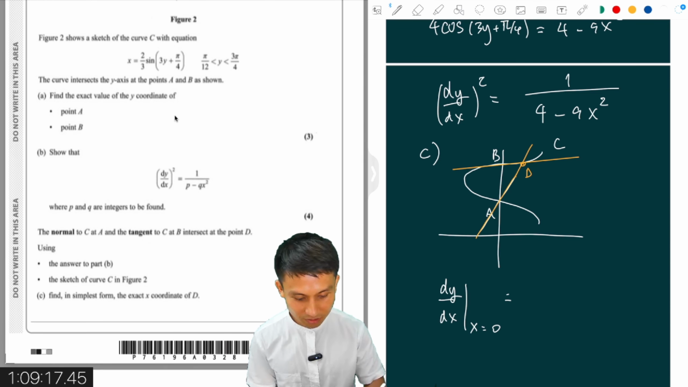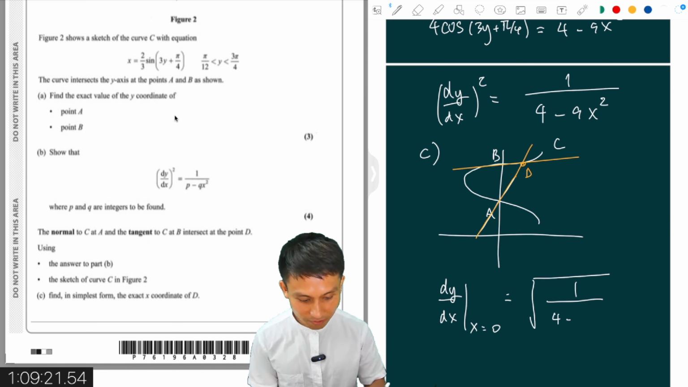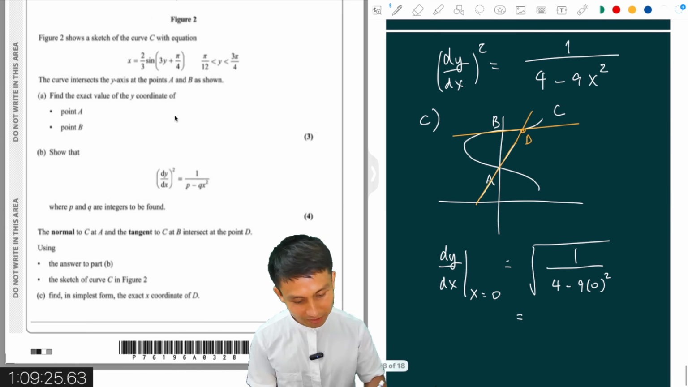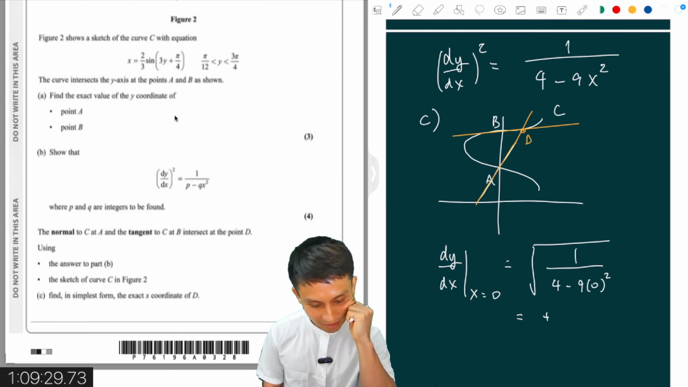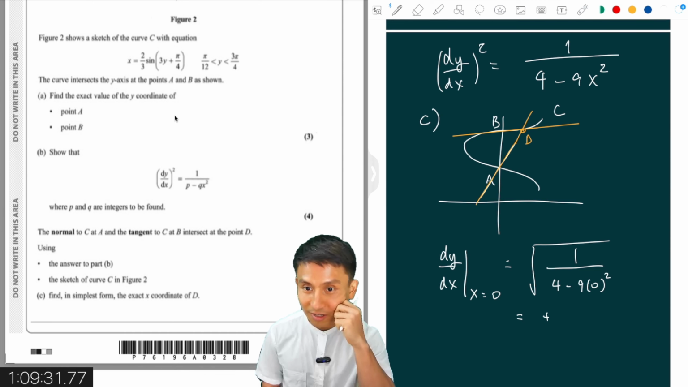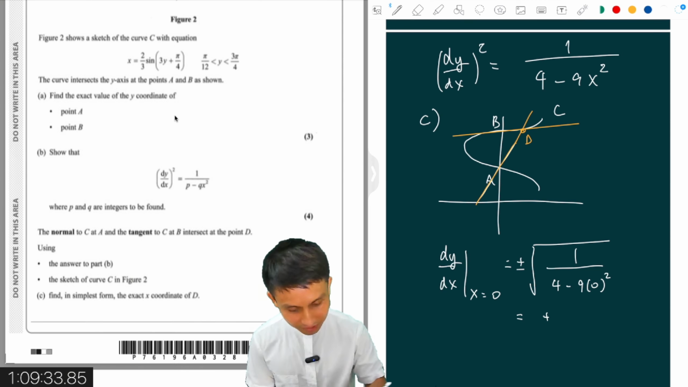All right, so this is the square root of 1 over 4 minus 9 times 0. Yeah, this is 0, so that's plus or minus. Okay, that's interesting, I only get one answer here. Oh no, I get 2, so this is plus and minus.